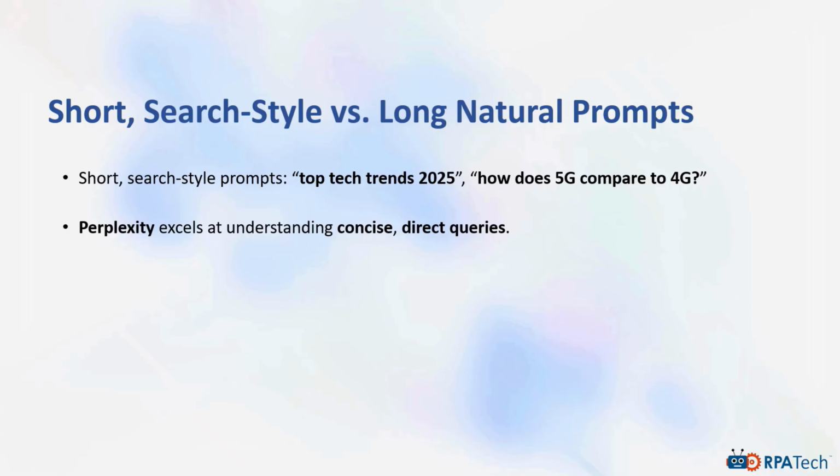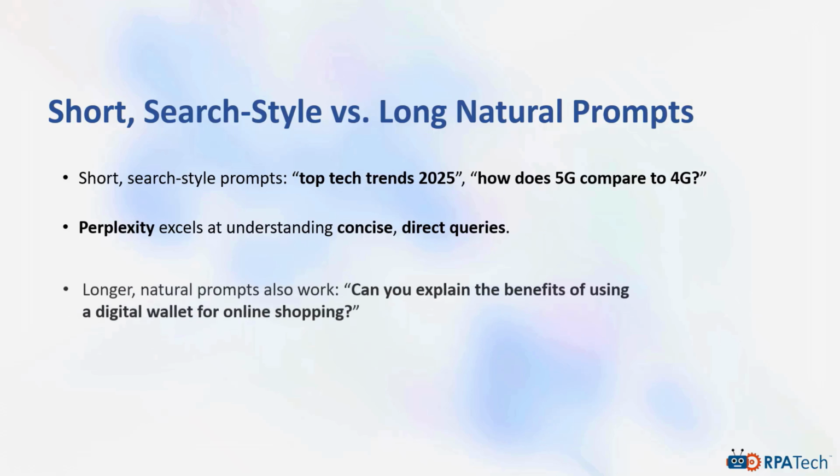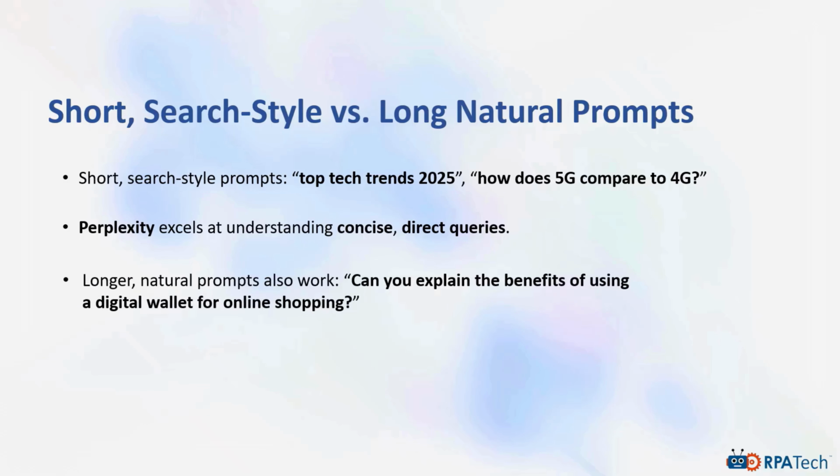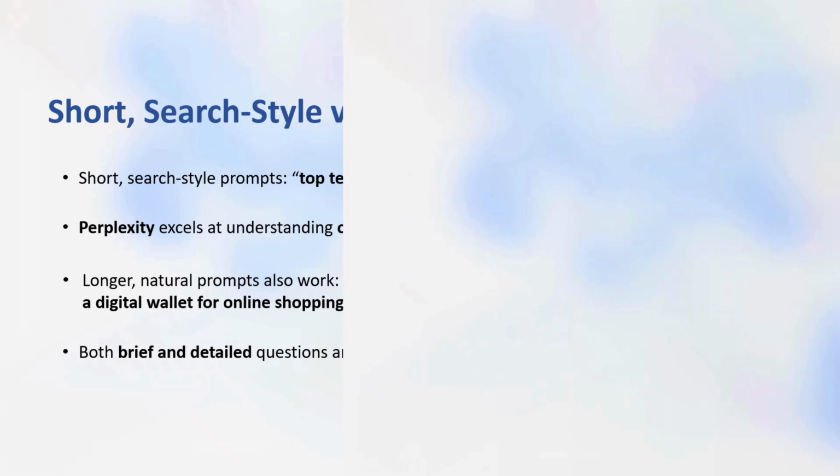But that doesn't mean you can't use longer, more natural language prompts. You can ask something like, "Can you explain the benefits of using a digital wallet for online shopping?" Perplexity will still provide a clear, structured response, combining the strengths of both search engines and conversational AI.